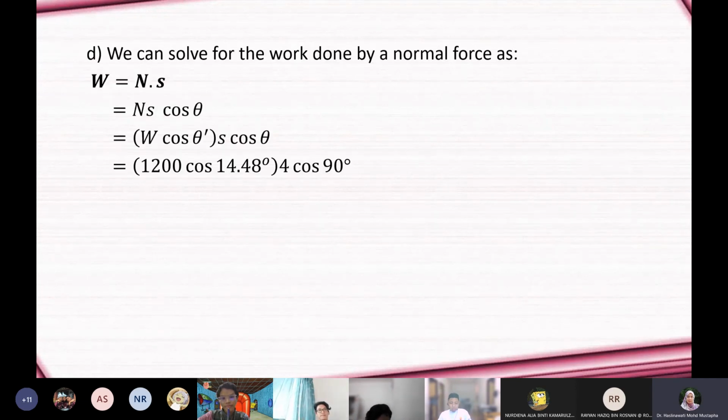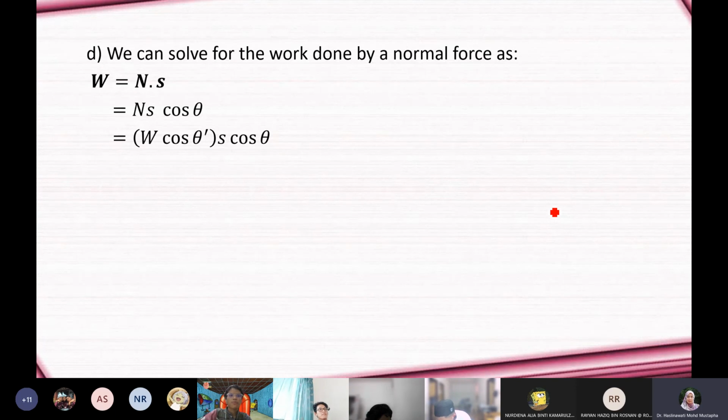D, the work done by the normal force. I hope that you can try it first. You try it yourself, and then for the next class, God willing, we will discuss if you have any questions or problems solving this.